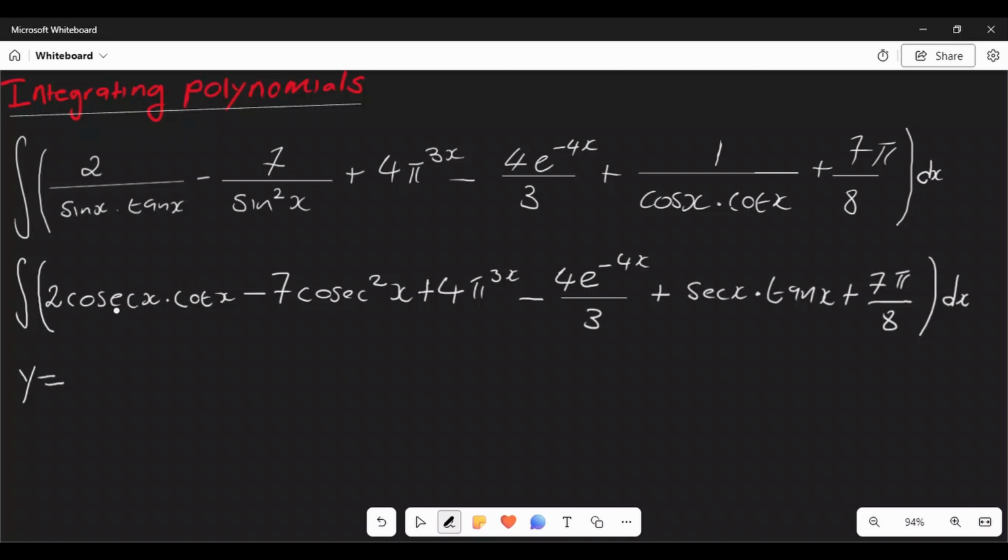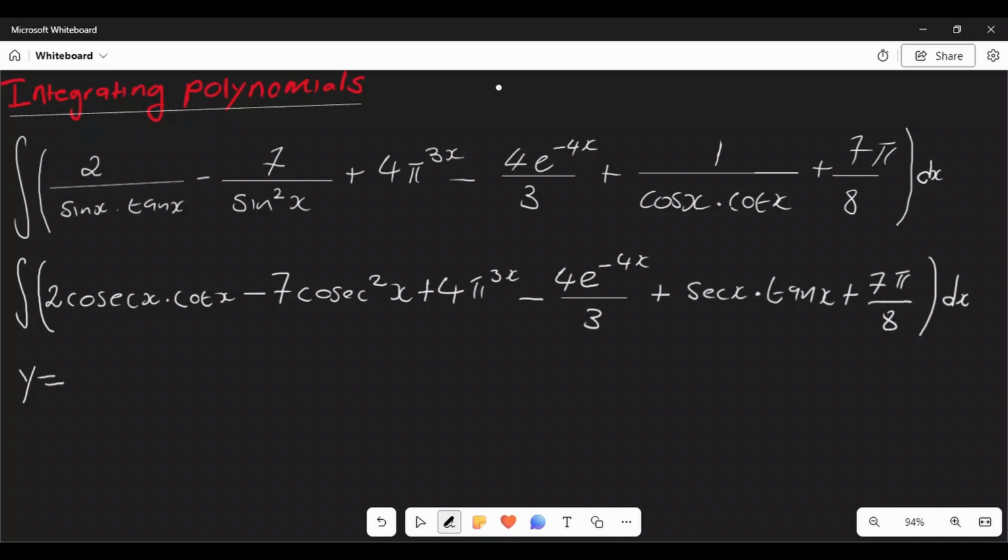Now, when you look at this, we have cosec multiplied by cot. This, guys, if I still remember very well, is the derivative of cosec. But then you have to be careful, guys. If this is positive, this is the derivative of negative cosec.